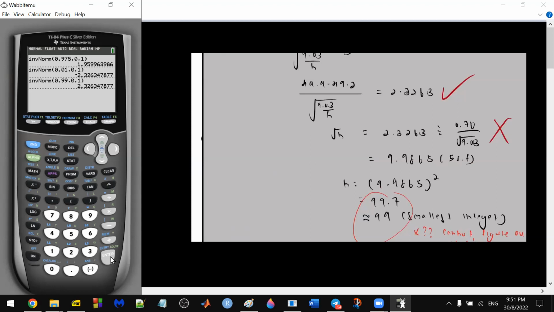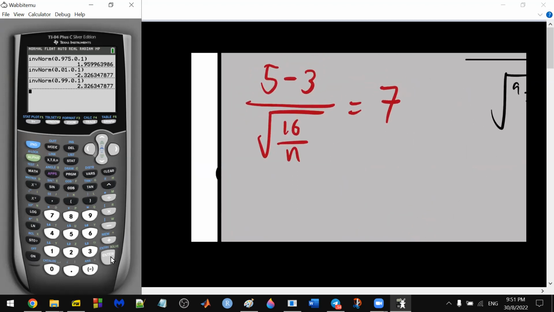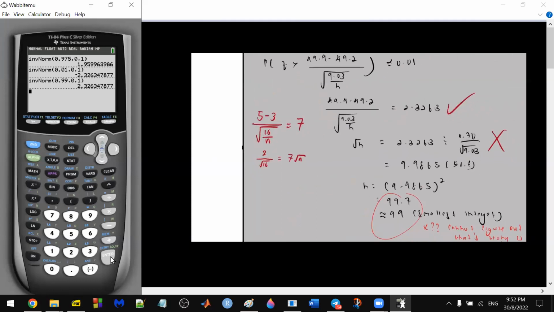Okay, I give you a simpler question. 5 minus... mic test, am I still connected? Yeah. Okay, let's pretend that this is the equation. Solve for n. Is it the same as 2 over square root 16 equals 7 times root n? No. No, what's wrong? I thought I didn't do this. Did you not? Let's see.